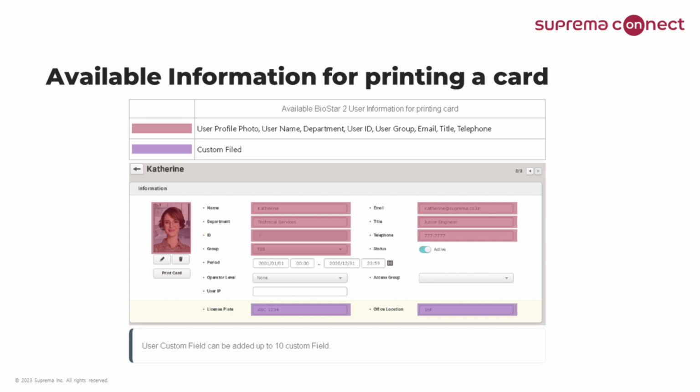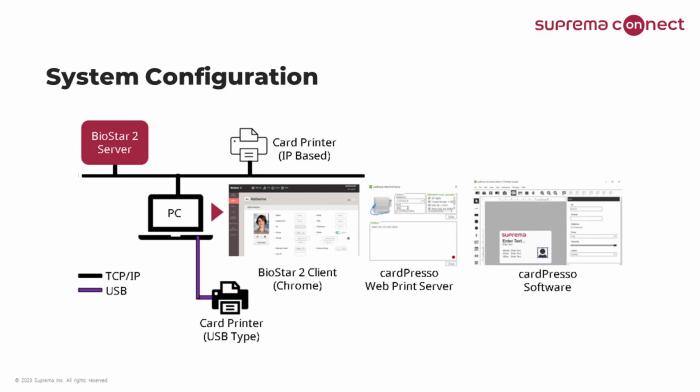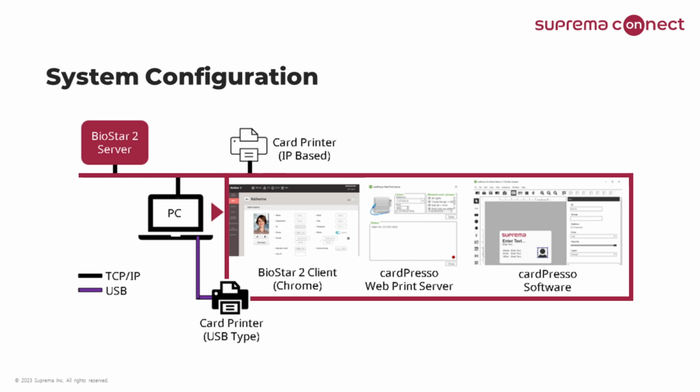Now let's move on and have a look at the overall system configuration. The full system configuration is as below. CardPresso software and card printer must be installed in advance. And also, the CardPresso web print server must be started to link BioStar 2 and CardPresso software. This is critically important. If the CardPresso web print server is stopped, card printing is not possible. So make sure your CardPresso web print server is running at the same time.